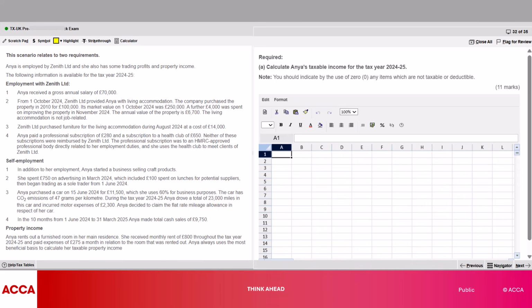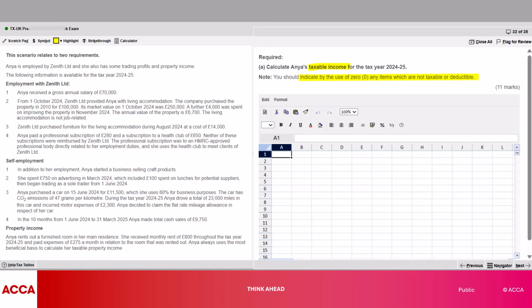The first part is a nice, fairly straightforward calculation of Anya's taxable income, and it does tell us to use a 0 for any items which are not taxable or deductible. Watch out for that. Taxable income means that we don't need to actually calculate the tax. There won't be any extra marks if you calculate the tax. And if you're told to use 0 for items that are not taxable or deductible, then there will be marks available for that as well. So let's have a look through that computation.